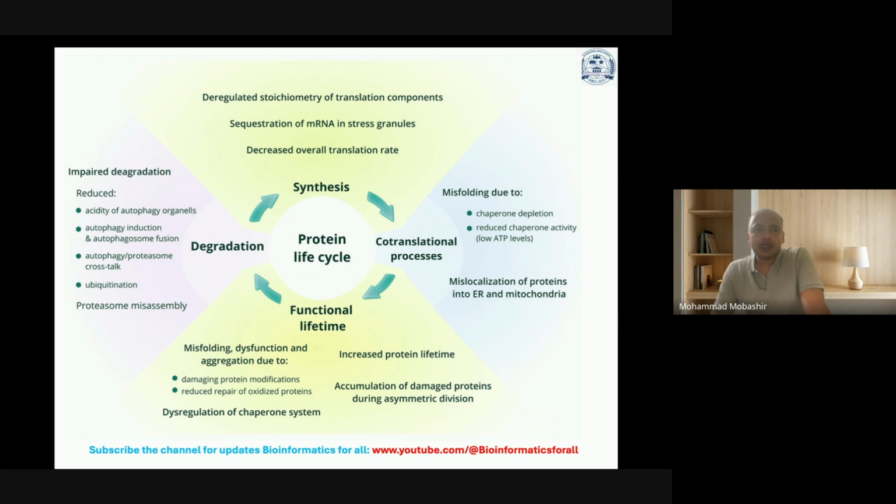Now, in deregulation, impaired degradation: reduced acidity of autophagy organelles, autophagy induction and autophagosome fusion, autophagy and proteasome crosstalk, ubiquitination, and proteasome misassembly. So these are the things which you need to understand for biological or human disease problems if you are working in this area.